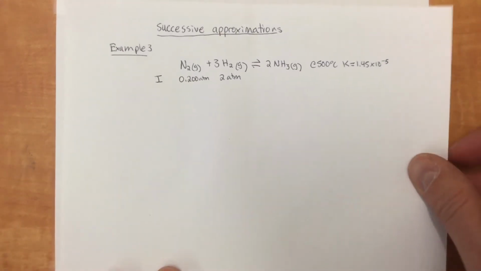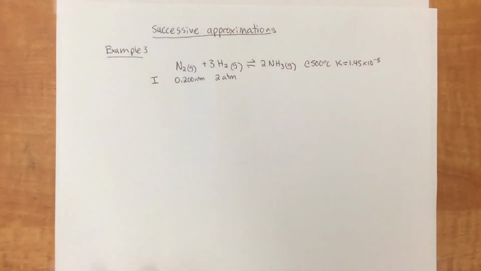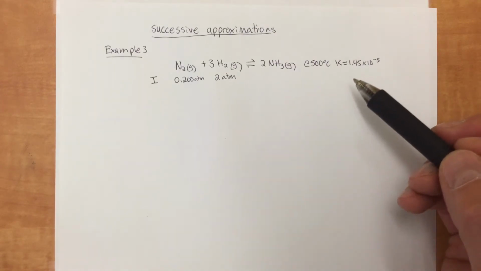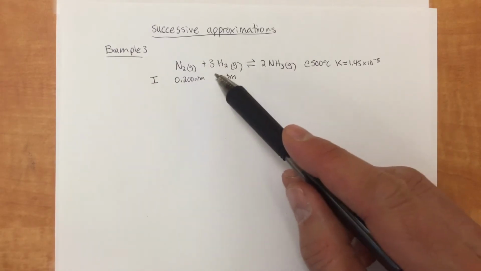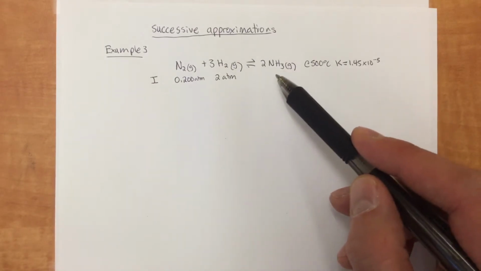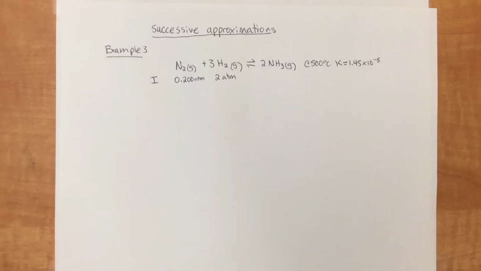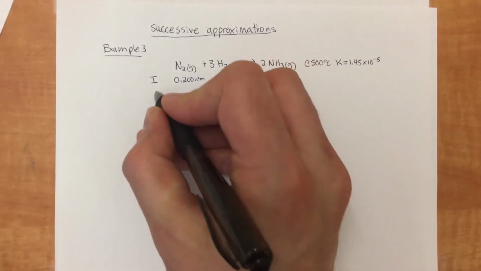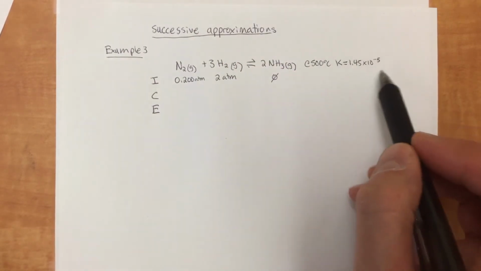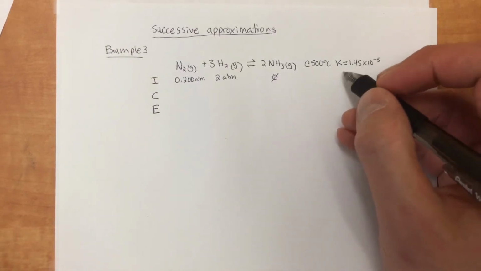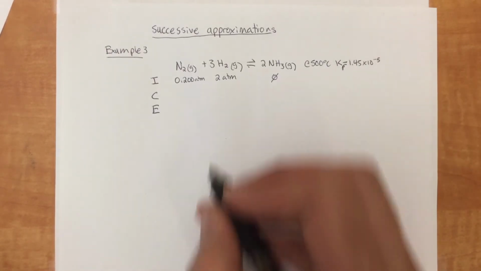Let's run through an example where this is going to be necessary. So we have an example here where we have a K which is pretty small. And we have some initial values of our two gases. So this is N2 gas reacting with 3 hydrogen gas to form ammonia gas. This is our Haber process we've talked about. So we have no ammonia to begin with. And we can set up our ice table. We have no products, and this reaction is going to favor reactants because our K is so small. I should say this is the Kp.